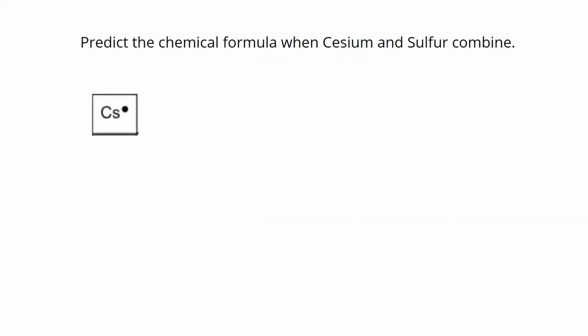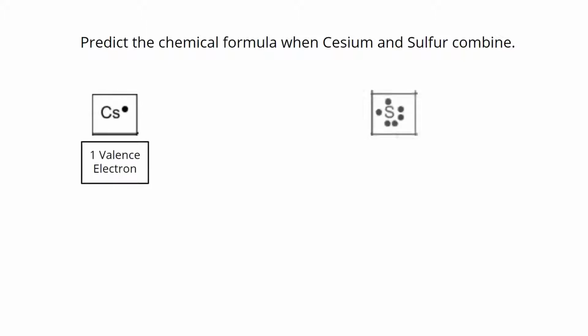We see that cesium has 1 valence electron. And when we look at sulfur, we see that sulfur has 6 valence electrons. So we're going to use a table to help us determine if these are going to gain or lose electrons when they bond together to form a salt.